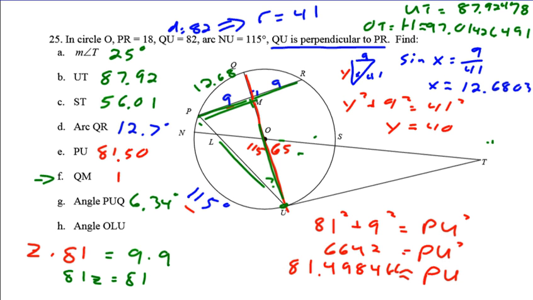About 6.3 degrees. Angle OLU. Without knowing the arcs, probably just going to want to use triangles. So let's use this triangle here. We know the 115 degrees. We just found out that was 6.34 degrees. And we subtract those two from 180 degrees. And we're going to have 58.66 degrees.